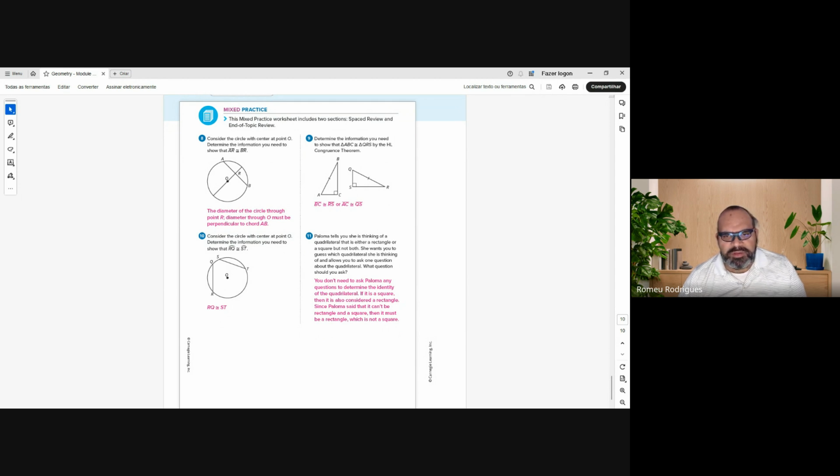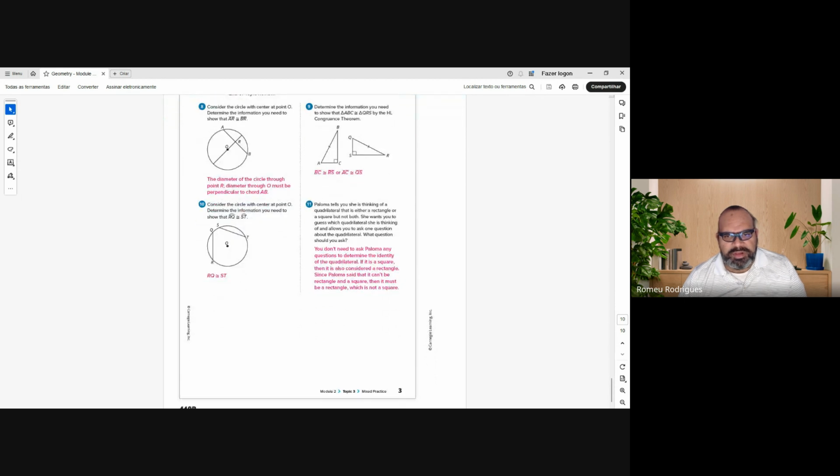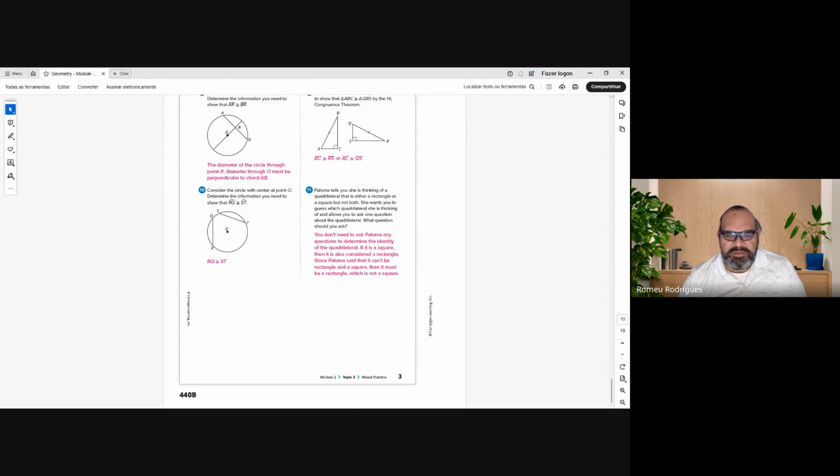And here's a word problem about Paloma. Think about the quadrilateral. It's a good question to be in the assessment, okay? I'm not thinking to put that down, but let's see.